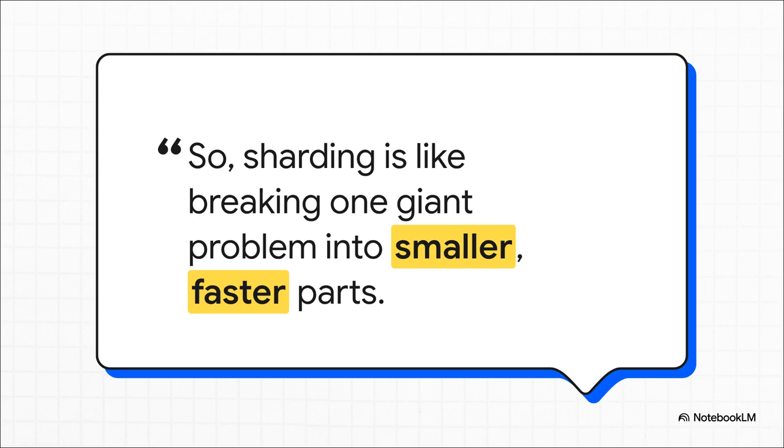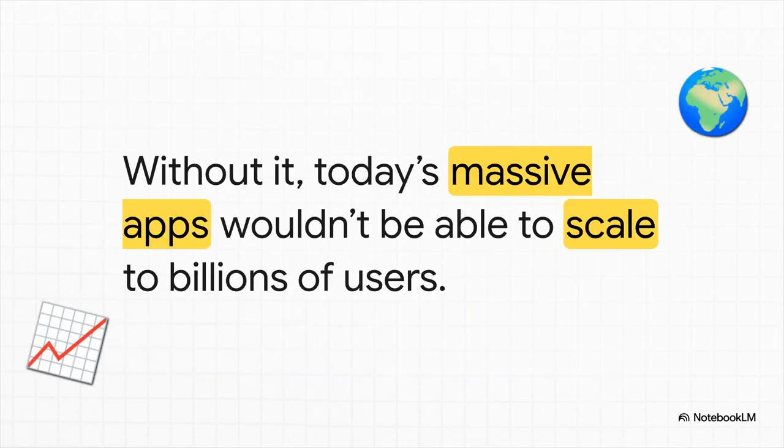At the end of the day, sharding is just a strategy. It's about breaking one giant, unmanageable problem into many smaller, independent, and much, much faster parts. And that simple but incredibly powerful idea is what makes the modern internet possible. I mean it. Without sharding, the global scale applications we rely on every single day just couldn't exist.